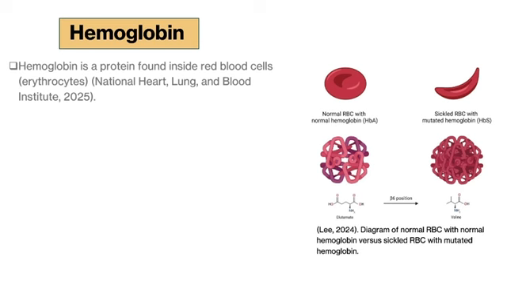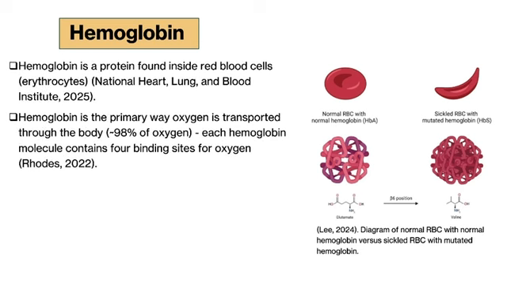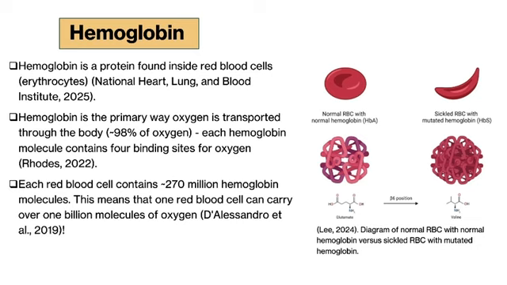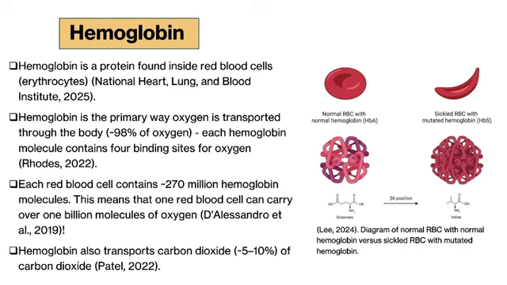Hemoglobin is a protein found inside our red blood cells. It is the primary way oxygen is transported through the body, with about 98% of oxygen being transported this way. Each hemoglobin molecule contains 4 available binding sites for oxygen, and each red blood cell contains roughly 270 million hemoglobin molecules. This means that one red blood cell can carry over 1 billion molecules of oxygen. Additionally, hemoglobin also transports about 5 to 10% of the carbon dioxide in our blood.